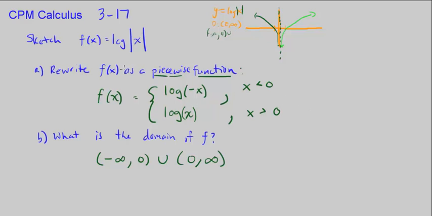But this is how you define the function f of x as a piecewise function. You're restricting it so that for the left side it is log of -x, and for the right side it is log of x. And we did the domain already. So this ends CPM Calculus Chapter 3, number 17.